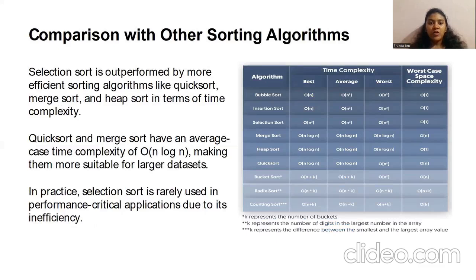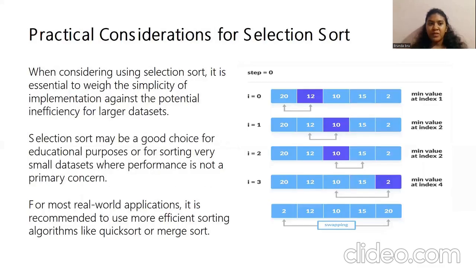Comparison with other sorting algorithms. Selection sort is outperformed by more effective sorting algorithms like quicksort, merge sort, and heap sort in terms of time complexity. Quicksort and merge sort have an average case time complexity of theta n log n, making them more suitable for large data sets. In practice, selection sort is rarely used in performance critical applications due to its inefficiency.